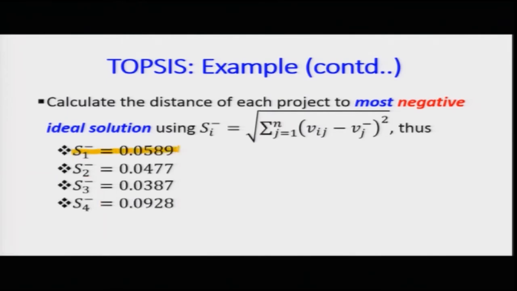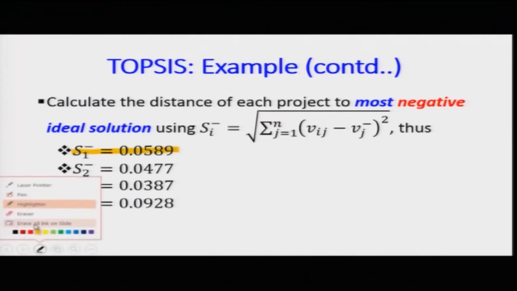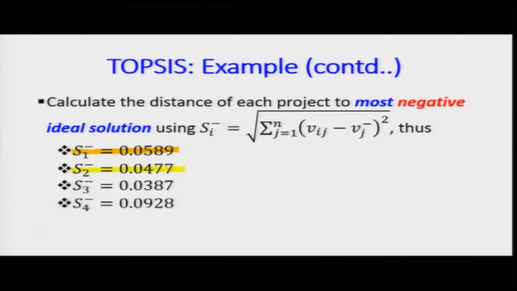Orange for the first, as I did for S1 plus. Yellow for the second, as I did for the S2 plus. Green for the third, as I did for the S3 plus. Blue for the fourth, as I did for the S4 plus. So, there is a reason why I am doing that. You have found out Si plus values 1, 2, 3, 4 for 4 alternatives. I found out Si minus values 1, 2, 3, 4 for 4 alternatives. These are basically the maximum and the minimum distance corresponding to the fact that I am using the concept of ideal distance, how far or how close it is.